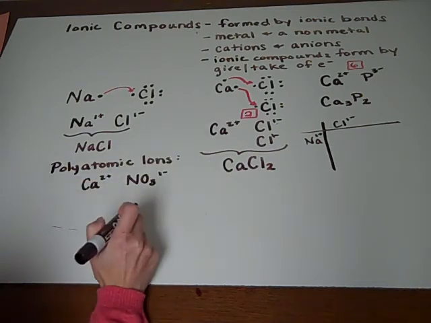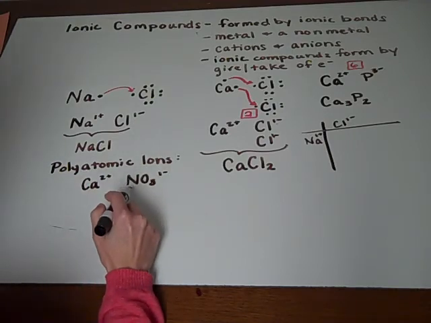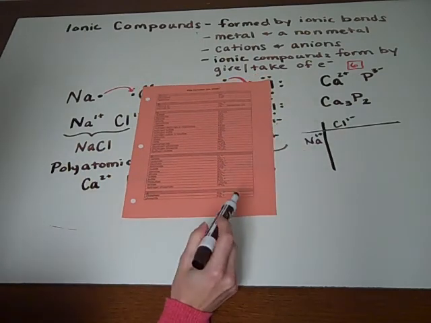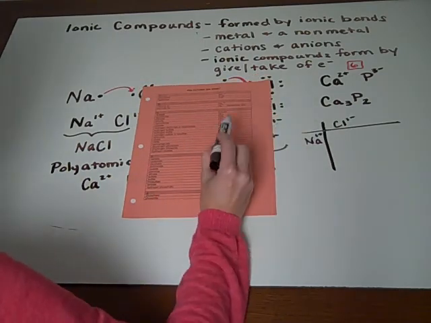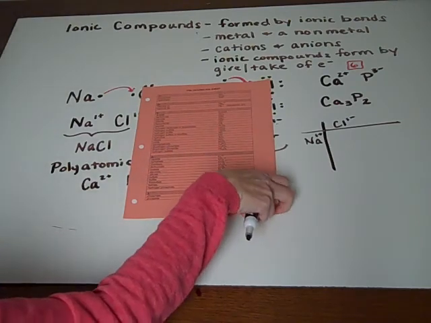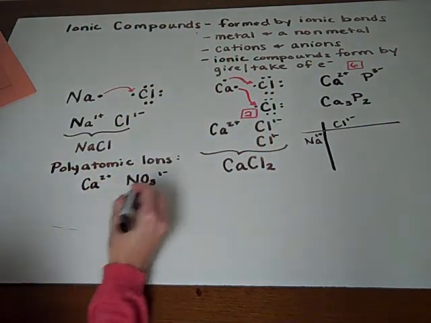1 minus. Now, where do I get NO3, 1 minus? That's when you're going to pull out your polyatomic ion sheet. You're going to look for NO3. You're going to see it right here. You're going to see that it has what charge? A 1 minus charge. Okay, and it always takes that 1 minus charge. So that's what you would write in for NO3.